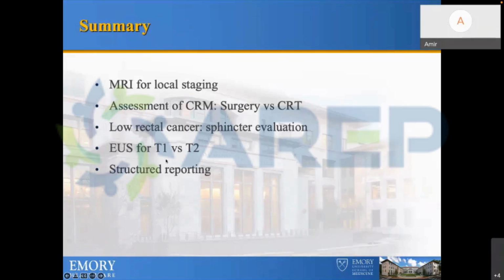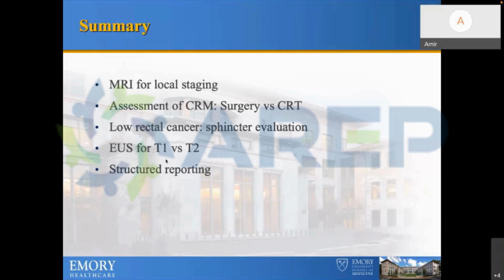So I hope I was able to give you some details about the value of MRI for local staging of rectal cancer, and talk about the anatomy. Again, in summary, the role of the radiologist is the assessment of the circumferential resection margin.